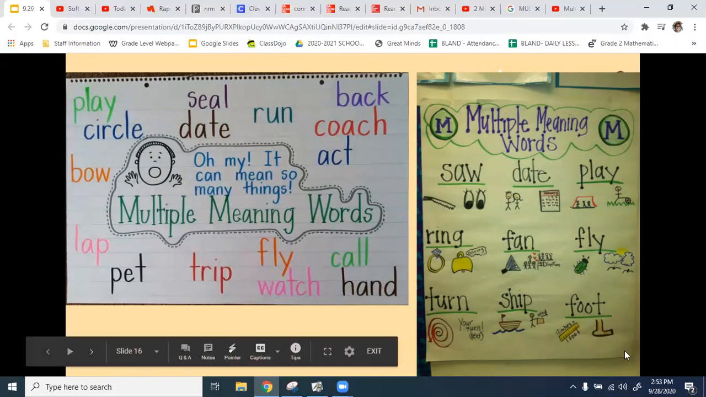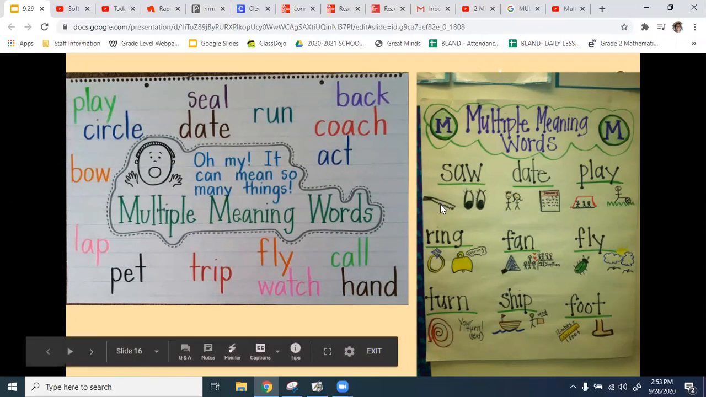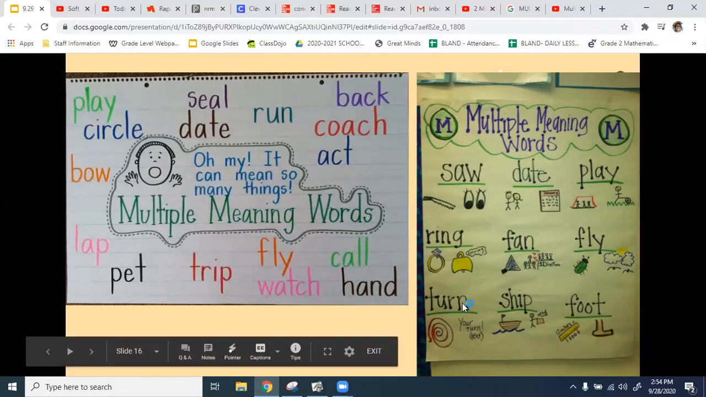Here are several examples. Take a few minutes to look at them. For instance, we have saw. We have a saw that you use, and you saw it with your eyes. We talk about a date. When you guys get in high school, you're going to go out on a date. And when you go on a date, that's the date, the little people in the picture. But we also say today's date is, and we know. We talk about ring and fan and ship and turn.